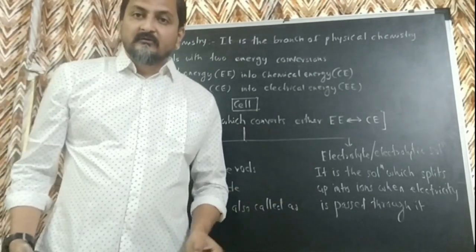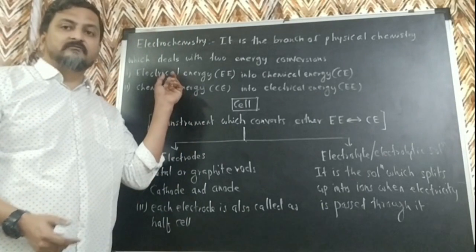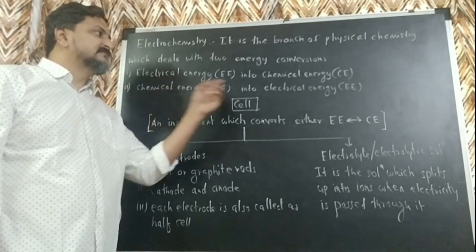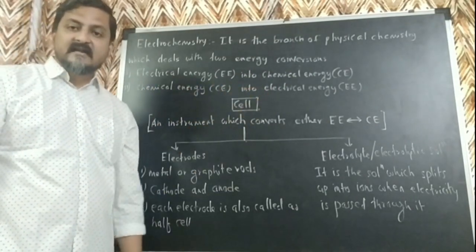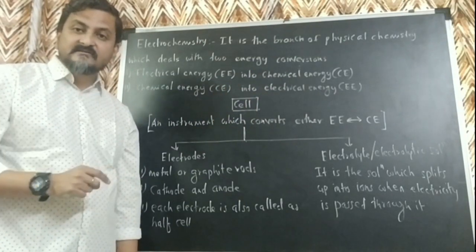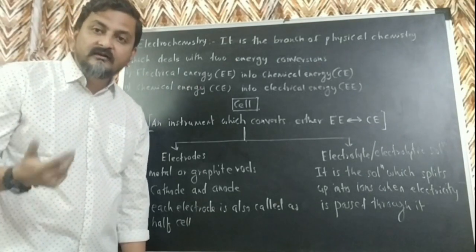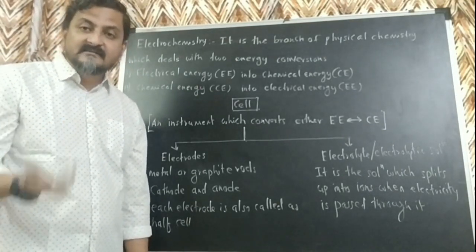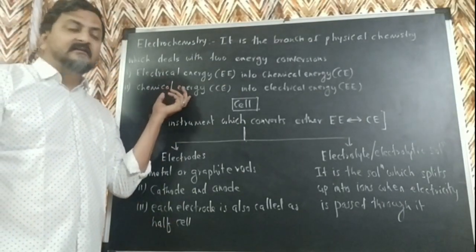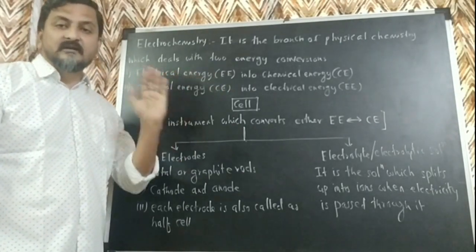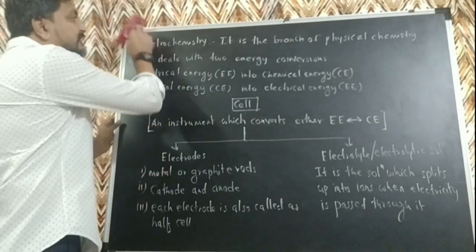Now further, we are going to see the classification of these two cells. As you all can see, there are two types of conversions. One is electrical energy into chemical energy. The other one is chemical energy into electrical energy. And that is why there are two types of cells. One is electrolytic cell and the other one is electrochemical cell. Electrochemical cell converts chemical energy into electrical energy, and electrolytic cell converts electrical energy into chemical energy. So let us try and learn what these two different types of cells are.